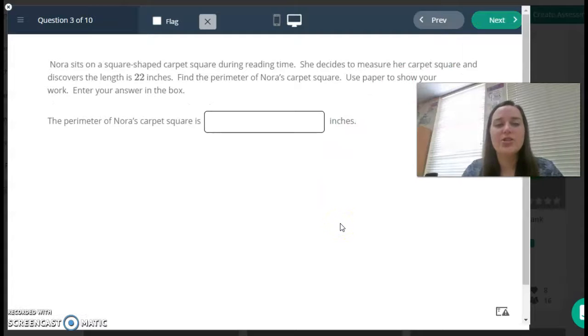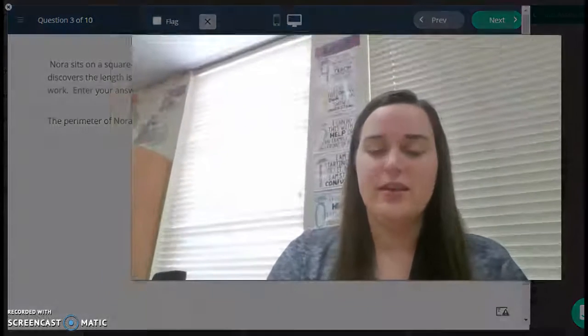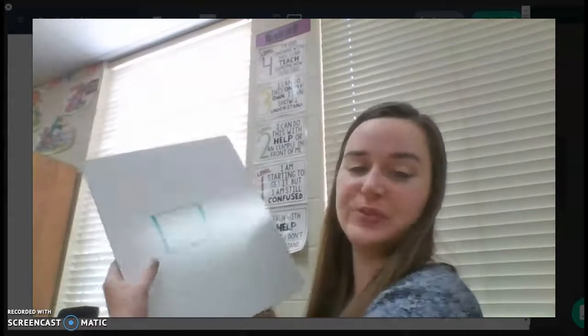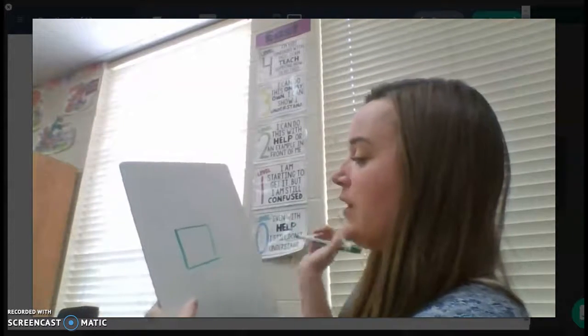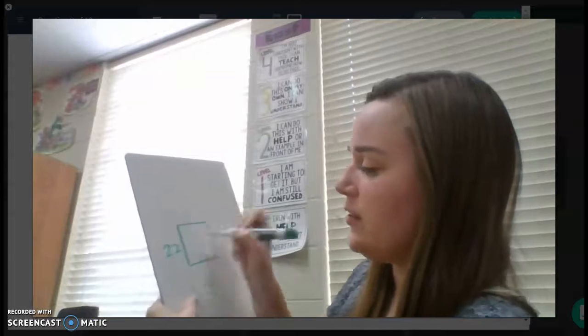Nora sits on a square-shaped carpet square during reading time. She decides to measure her carpet square and discovers the length is 22 inches. Find the perimeter of Nora's carpet square. Use paper to show your work. Okay, so in here, let me erase this. So the key with this one is that she's sitting on a square. Let me draw as good with square as I can. Yeah, it'll do. So we have a square, and we know the length is 22.